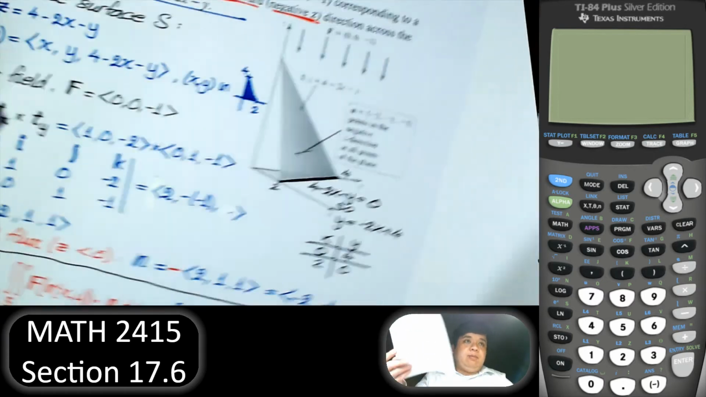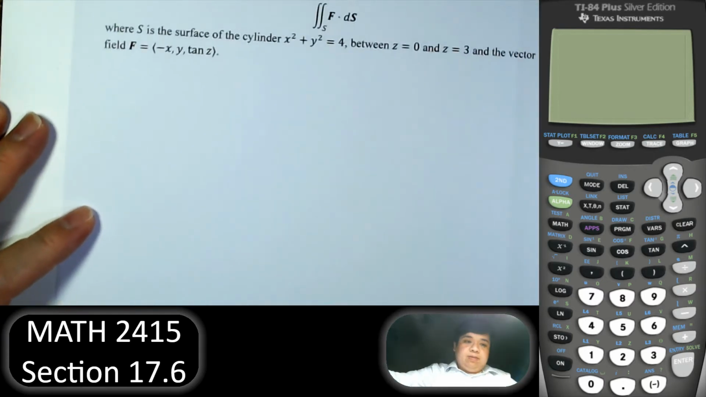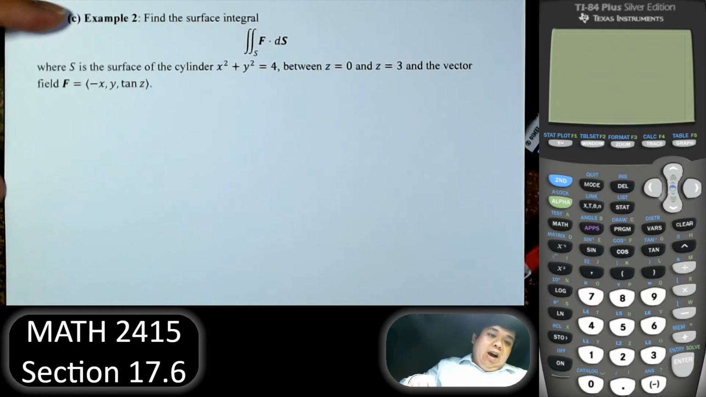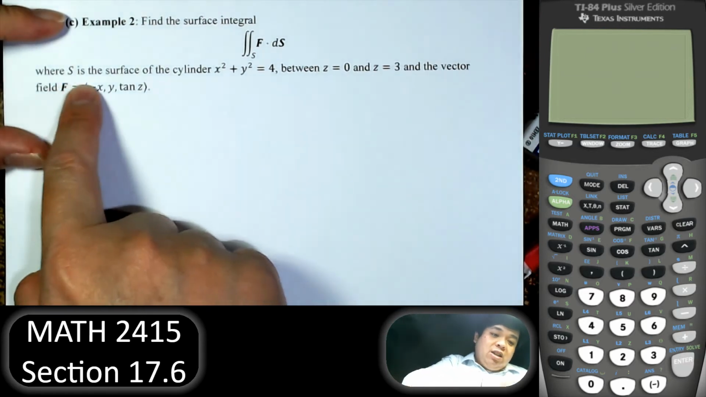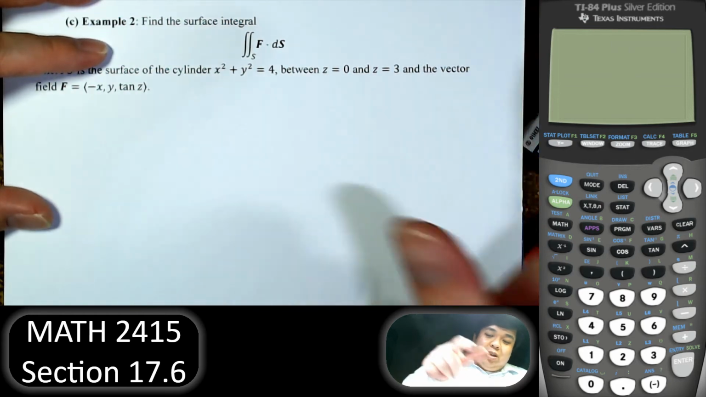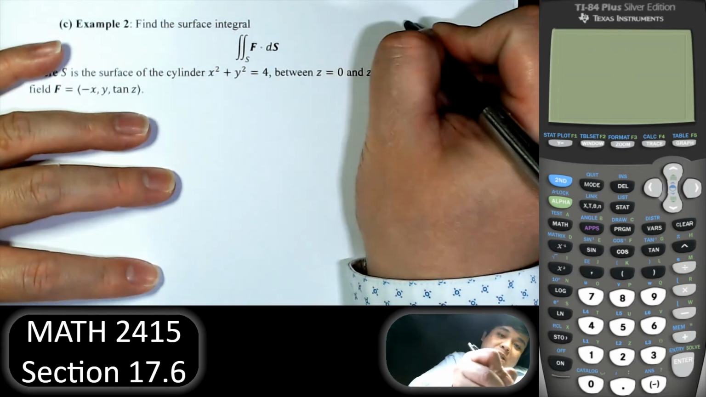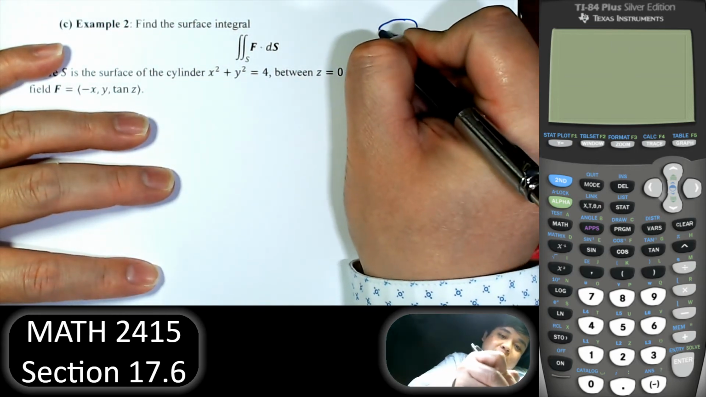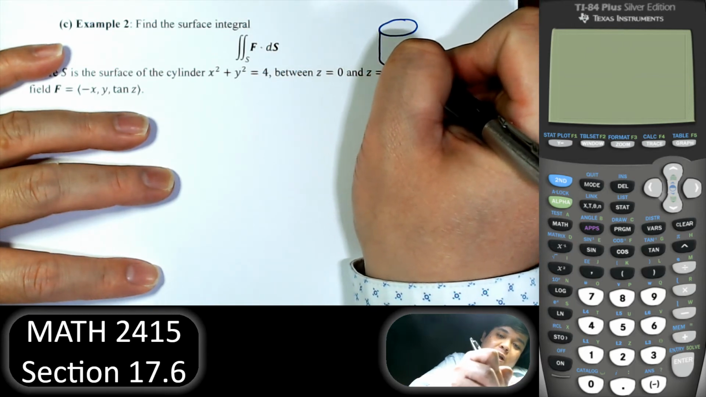Right. One more example. Find the surface integral where S is the surface of the cylinder x squared plus y squared equal to 4, between z. Okay. So we have a cylinder.